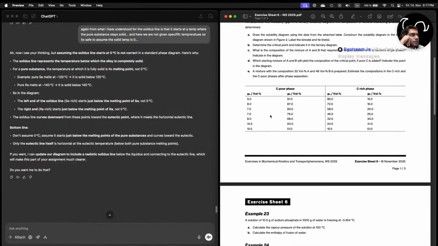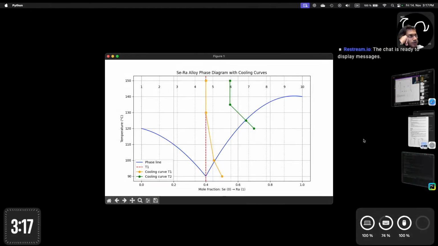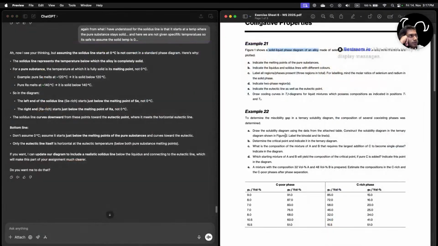Indicate the 2-phase regions. 2-phase regions would be... Label all regions, mind the molar ratio of selenium. Label all regions and phases.